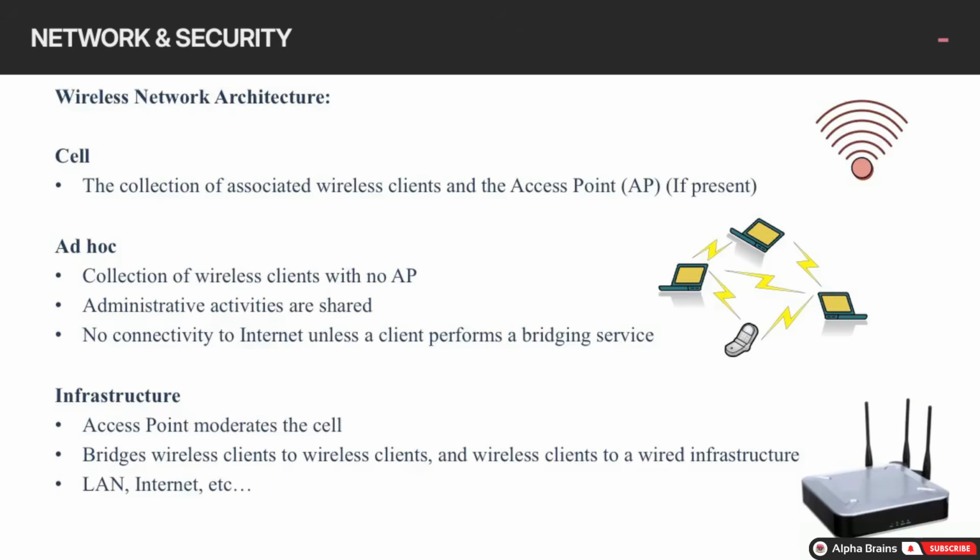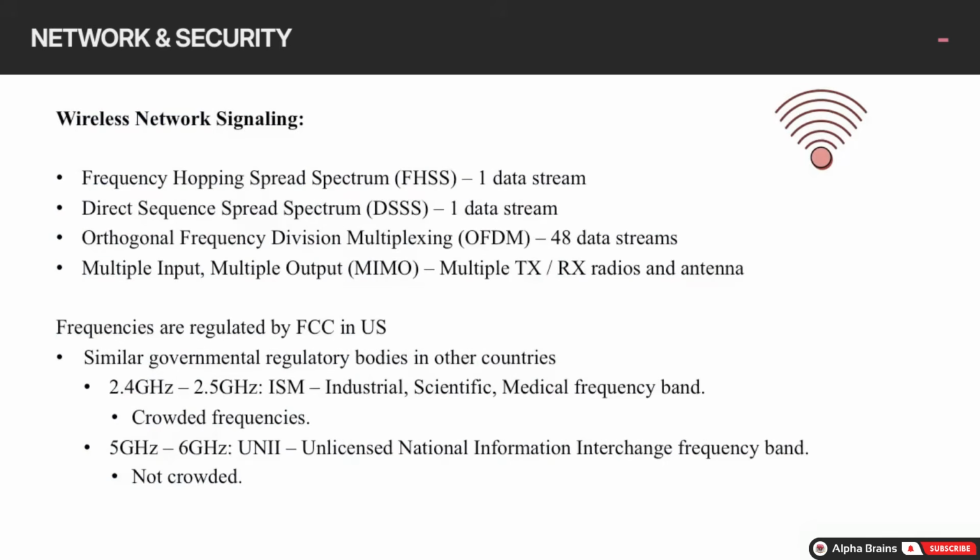So the clients then would associate with that access point and then would be given connectivity to the networked resources, the wired resources in the enterprise. Now let's learn a couple more terms. These are the signaling schemes that have been used historically.